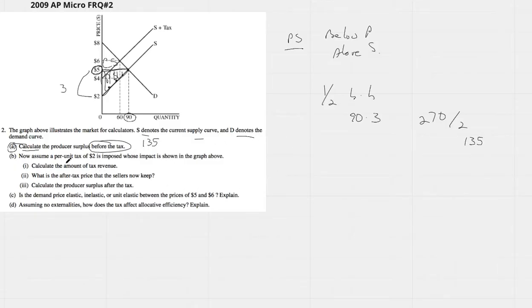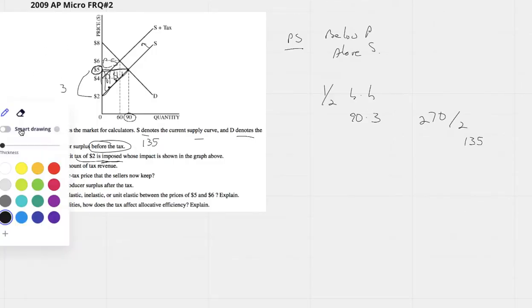All right, now assume a per unit tax of $2. College Board loves a $2 tax. Is imposed, meaning that now the tax is put upon this good, whose impact is shown in the graph above. Anytime we have a tax, it's going to shift supply to the left. They want us to calculate the tax revenue.